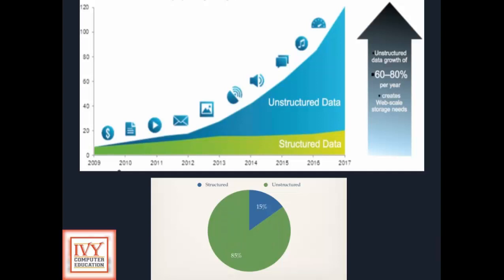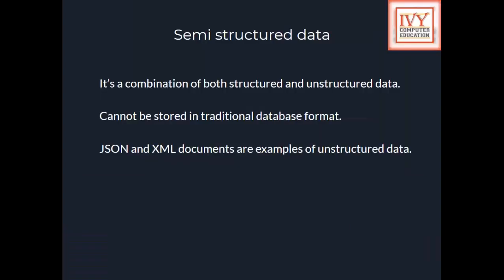Now the third type of data is called semi-structured data. Semi-structured data is a combination of both structured data and unstructured data. It cannot be stored in the relational database format, so it also does not have a predefined structure, but there are certain notation documents like JSON, which stands for JavaScript Object Notation, and Extensible Markup Language. These are some of the documents which are examples of semi-structured data.